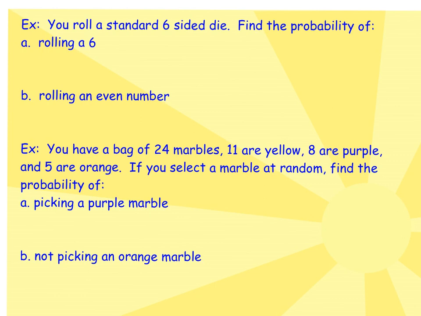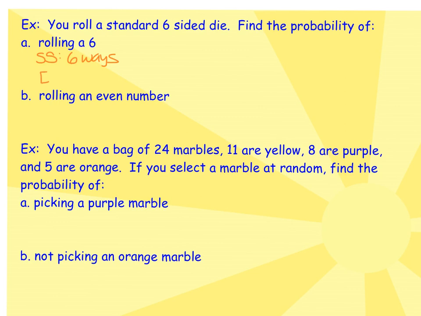Okay, so let's practice. You roll a standard 6-sided die. Find the probability of rolling a 6. That would mean the 6 would land at the top when it's done rolling around. The sample space, and we'll call that SS for sample space, are all the possible outcomes. There are 6 different ways a die could land. So our denominator in our probability will just be 6.